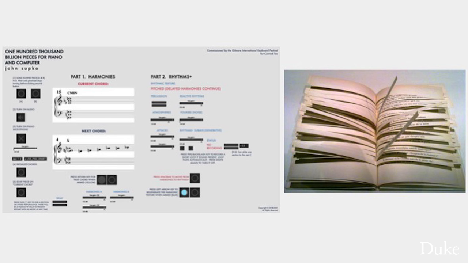100,000 billion pieces for piano and computer, a collaboration with my friend, the brilliant pianist and composer Conrad Tao, illustrates my approach. The title refers to 100 000 milliards de poèmes, 100,000 billion poems, by Oulipo co-founder Raymond Queneau, in which 10 interchangeable versions of a 14-line sonnet result in a total of 10 to the 14th power possible poems.